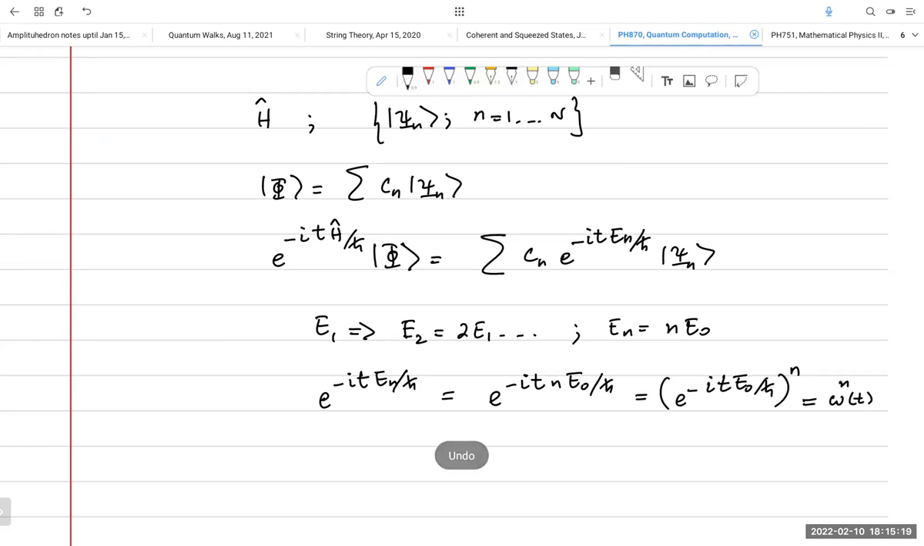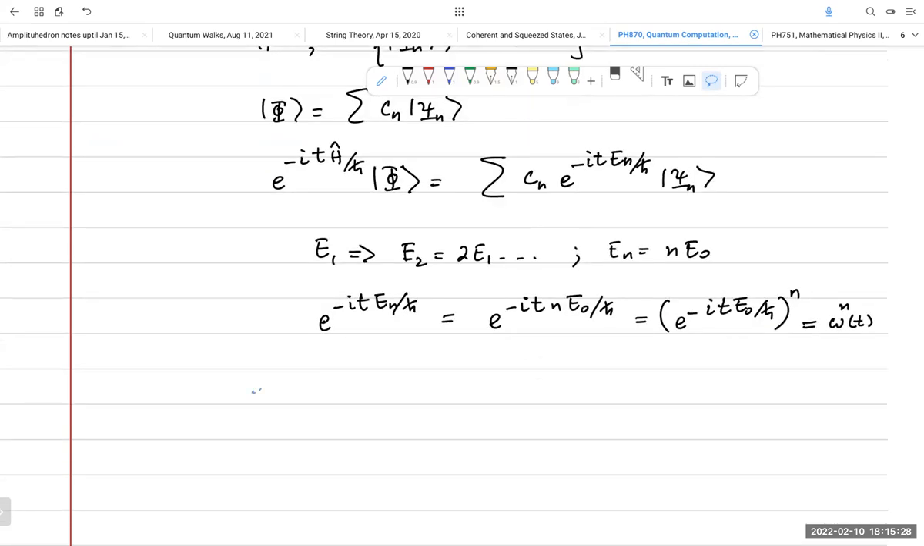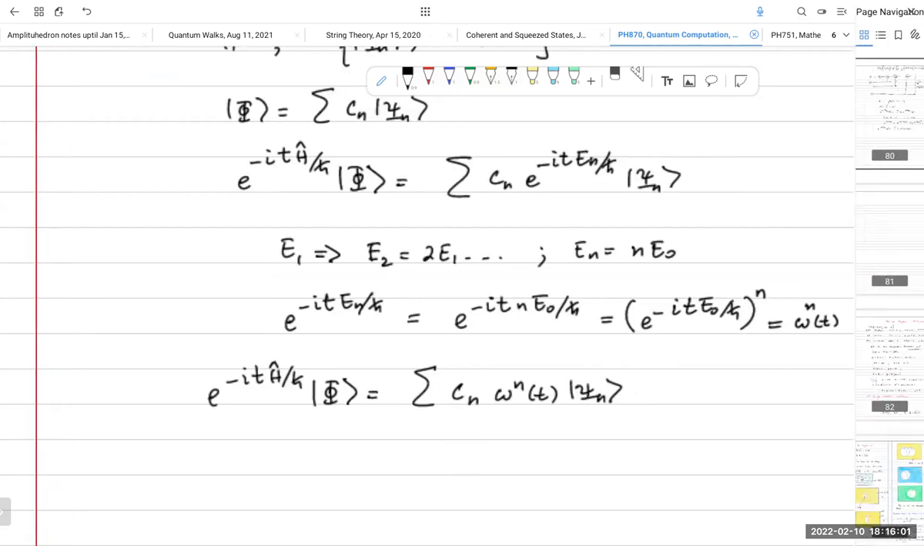And this expression I can write as omega t, to the power n. What is omega t? Omega t is this quantity in this phase factor. So now if I look at the time evolution of my state, what do I get? I get something which looks superficially similar to the Fourier transform. I get something like Cn, then this omega t to the power n acting on psi n. This looks somewhat superficially similar to what I had for my Fourier transform.